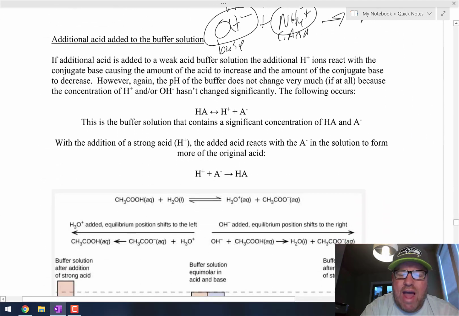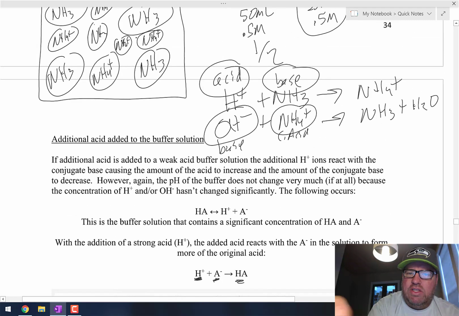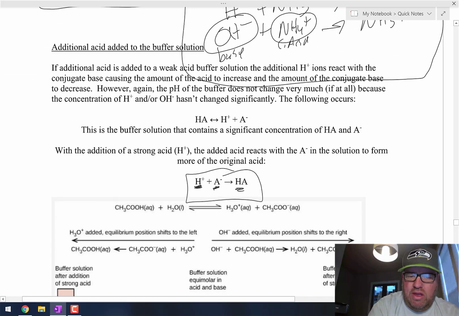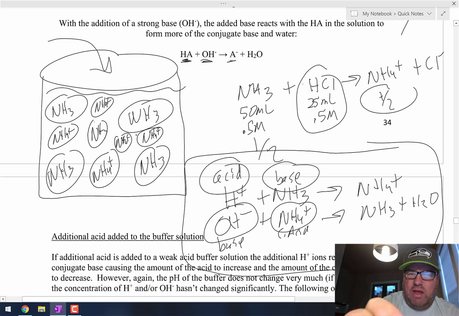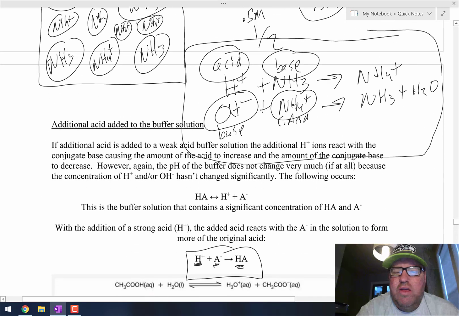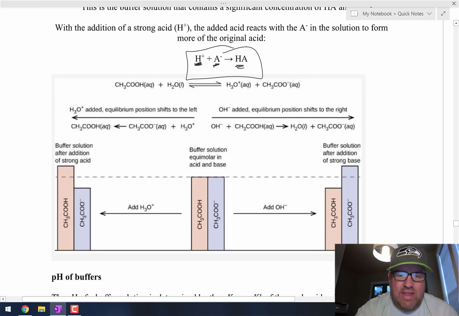And when you add an acid to a buffer solution, a strong acid is going to react with the conjugate base portion to reform more of the acid. Okay, so we saw, here's the example when you have a base buffer solution, and then you have this example here, and this example here, when you add an acid or a base to an acidic buffer solution. Okay, and then you kind of see that here in the chart.